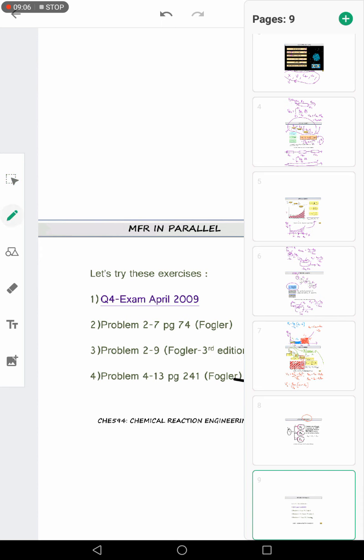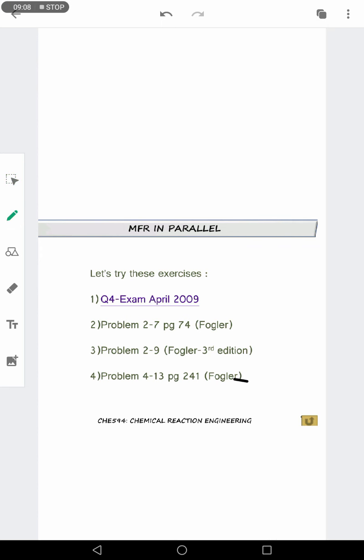Okay, for that I like you to try, let's say, to find the exam question for MFR in parallel dekat April 2009. Boleh juga tengok dekat buku Fogler page 74 kalau third edition ni. Okay, and page 241 for MFR in parallel. And with that, we continue with the next video.